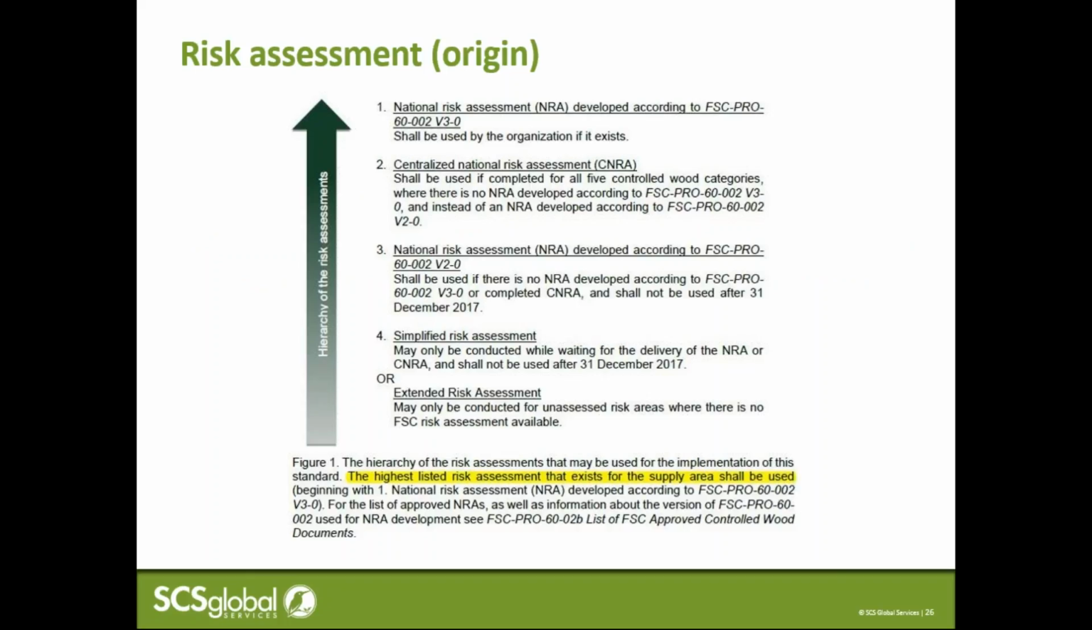This is an image that is also copied directly from the standard. It's found in the glossary or terms and definitions at the beginning of the standard. As you can see, there is a hierarchy of risk assessments. And the main point to take away here is that certificate holders must use the highest listed risk assessment that exists for the supply area. So how do you know what the highest listed risk assessment that exists for the supply area is?